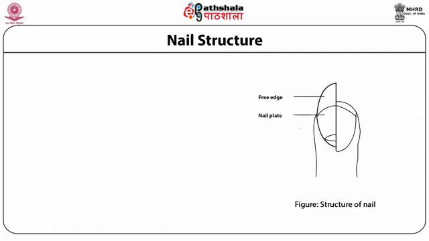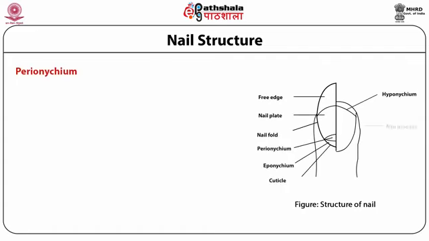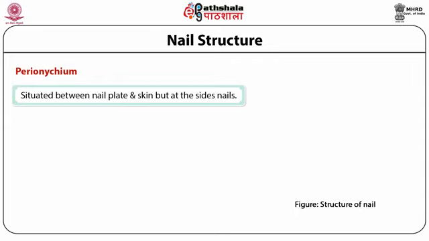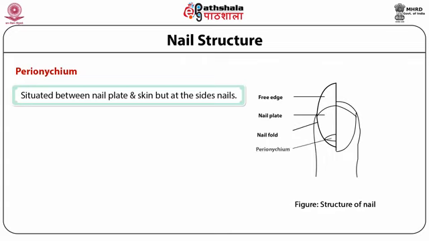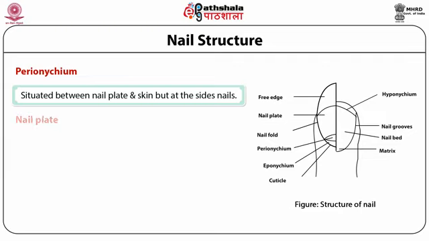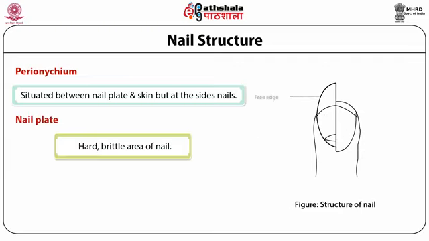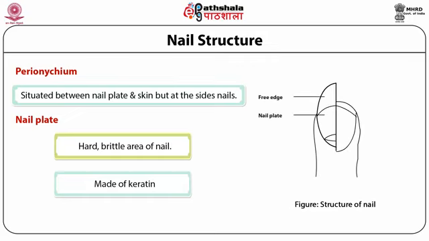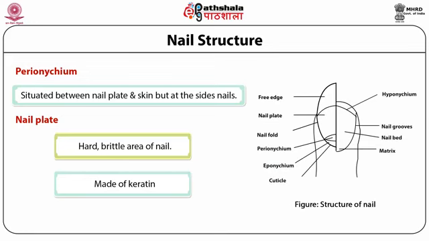Continuing with the nail structure, the next part is perionychium. It is situated between the nail plate and the skin. Sometimes the nail grows into the perionychium, causing a hangnail. The next part is the nail plate. It is the hard, brittle area of the nail to which the nail lacquer is applied. It is made up of keratin and has a translucent appearance. But as the blood vessels are present beneath it, the nail plate appears to be pink.